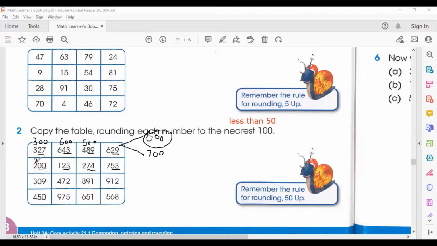We write as it is, 2 0 0 at one's place value. Okay, 23 less than 50, so we write 100. 74 is bigger, so 2 plus 1 is 3. We just need to plus 1 at the 100th place value of any digit. If 3 changes into 4, 4 changes into 5, 5 changes into 6. Every time we need to plus 1 if the last two digits are bigger than 50 or 50. So this is 300.